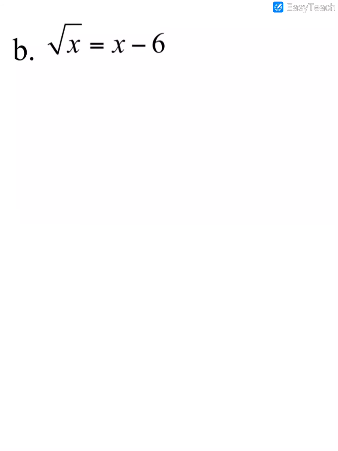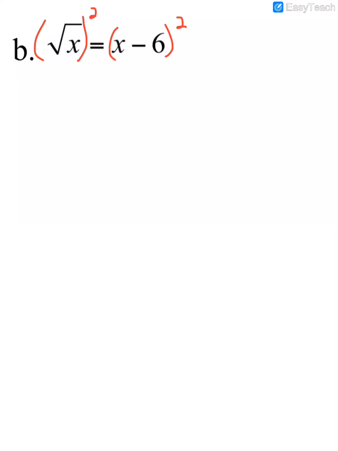Alright, here is another radical equation. So the first thing we want to do is isolate the radical, but in this case it's already isolated. The different looking thing, the square root, is by itself on one side of the equation. So we can move on to the next step, which is to undo it, and we undo a square root by squaring both sides. So I'm going to square both sides of the equation.